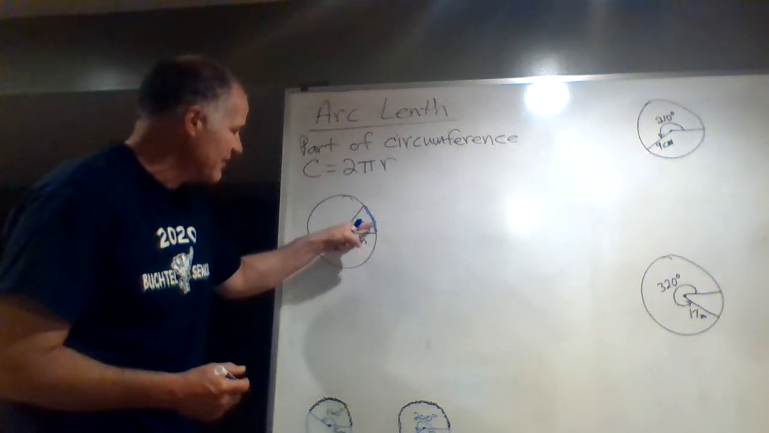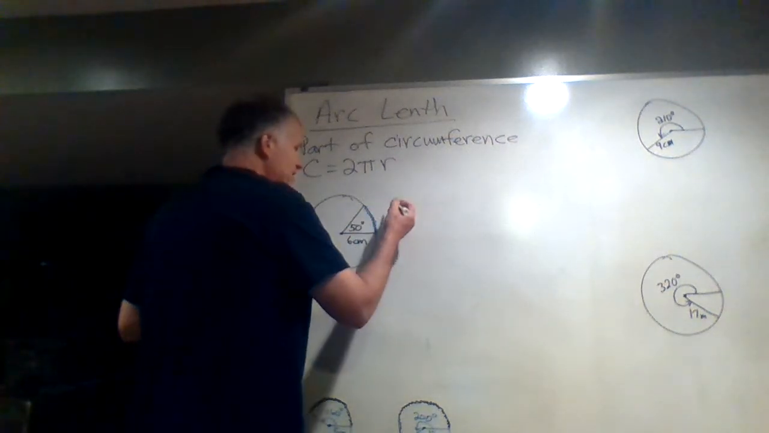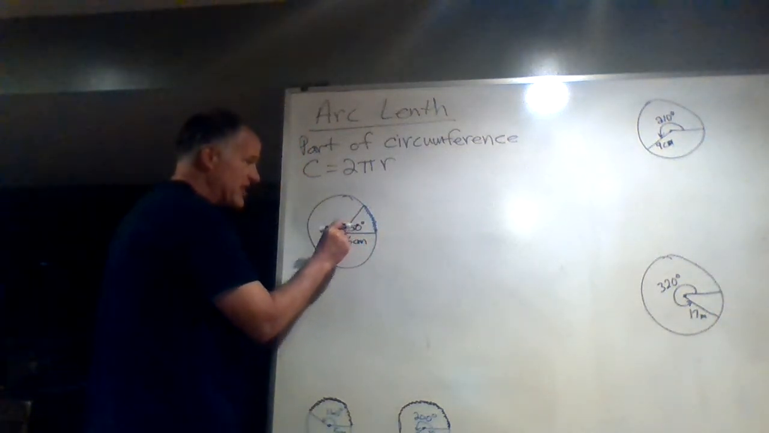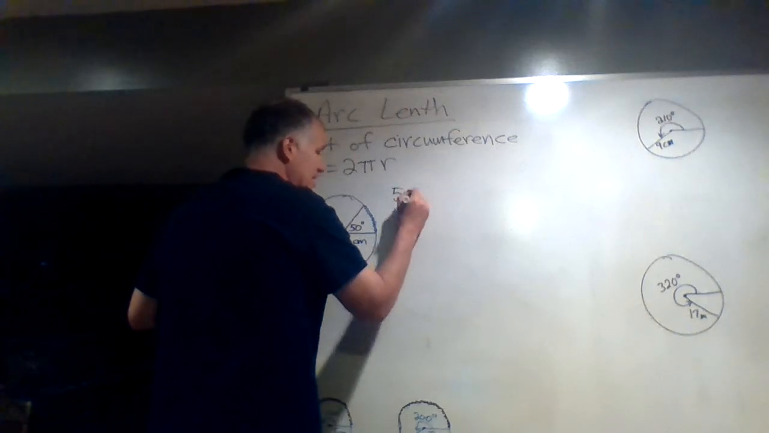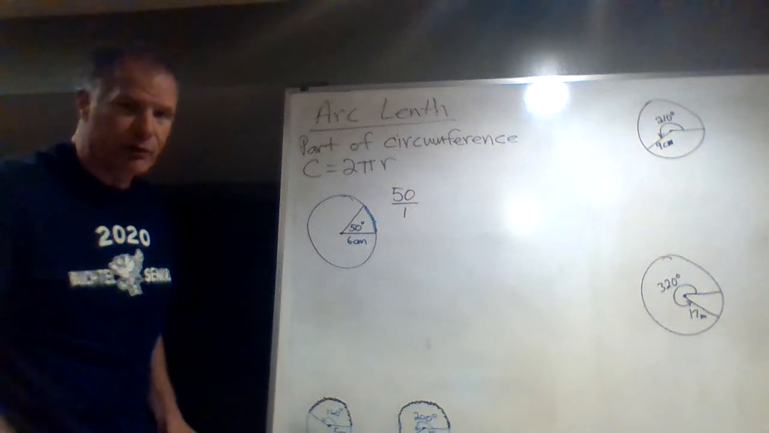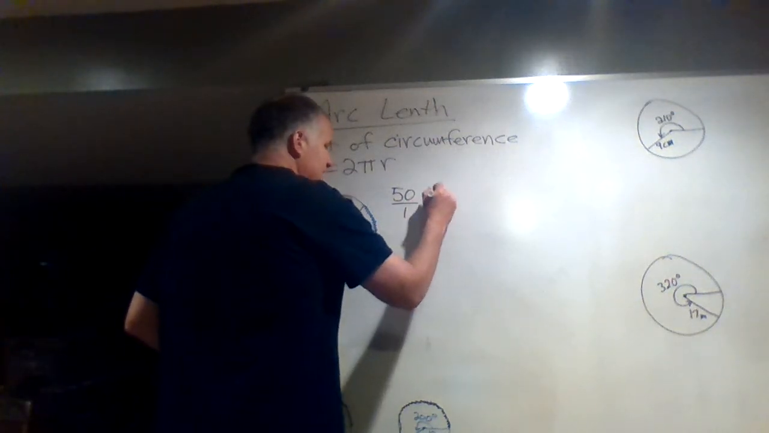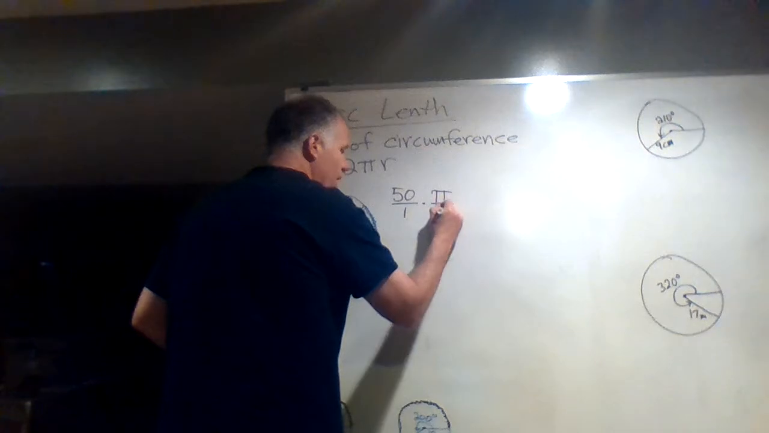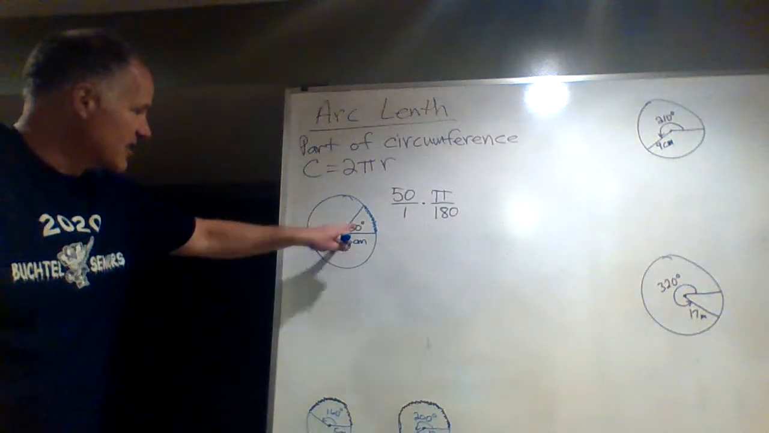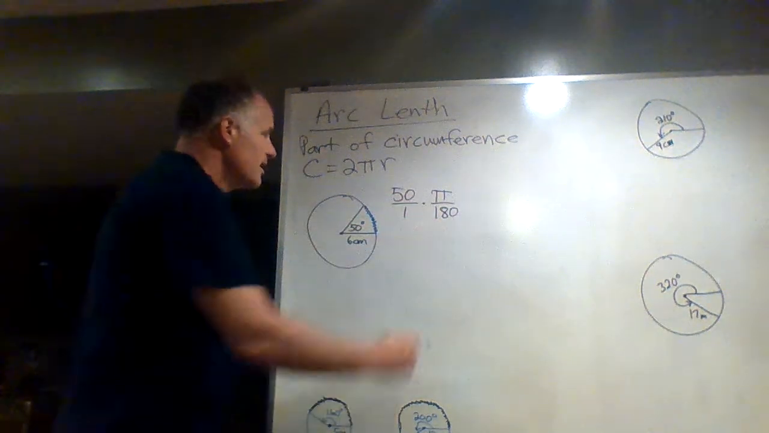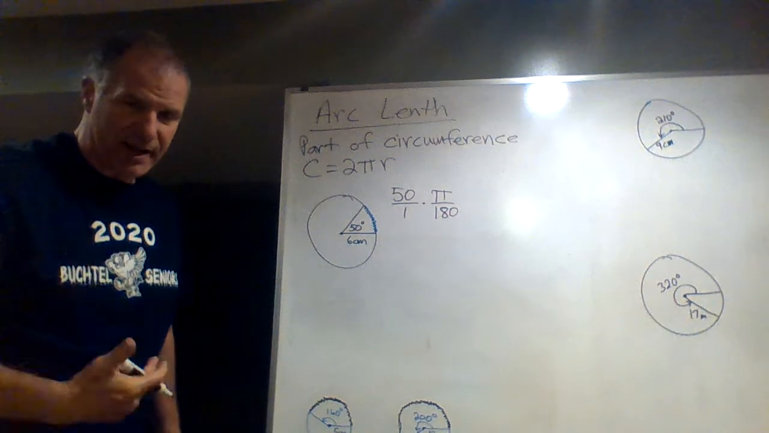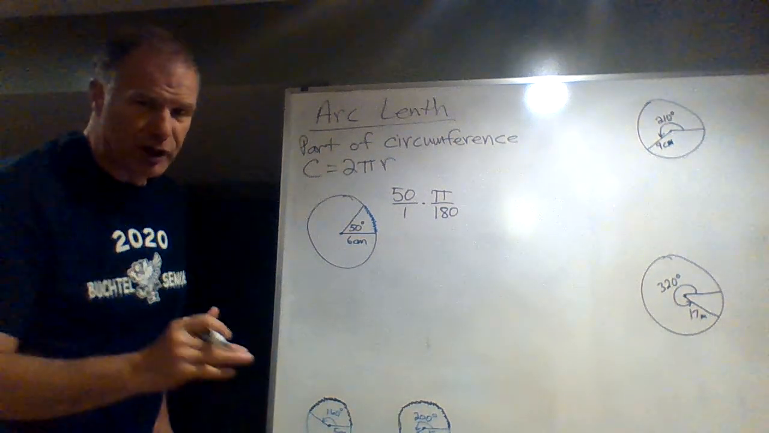To find the length of that arc, I'm going to take that angle. I'm trying to write big enough, but that's 50 degrees. Like we were just doing in the last video, I'm going to take 50 over 1, times pi over 180. That's how we convert degrees into radians, pi over 180. Now we're going to reduce this. I'm starting off easy, and we're going to do another video next that makes it a little bit harder.